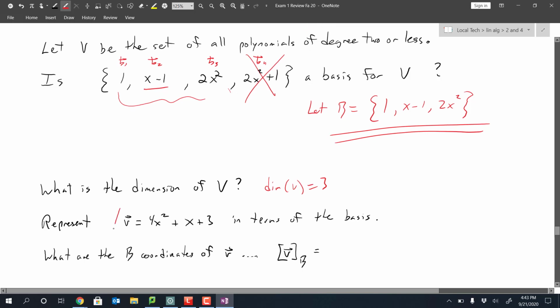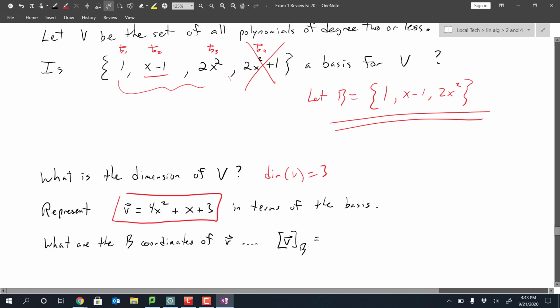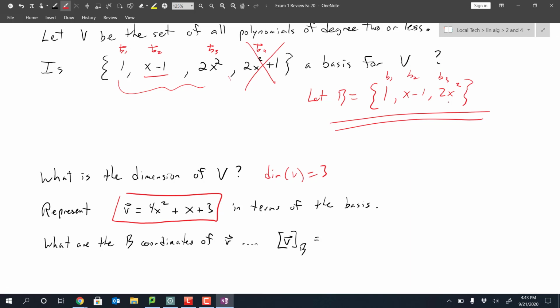Now, this vector, 4x squared plus x plus 3, is an element of our vector space. It's a polynomial of degree 2 or less. That means I should be able to build it by using my basis vectors. So once again, I've got a B1, a B2, and a B3. Now, because I'm dealing in an abstract space and not one of the R spaces, I can't systematically solve this through some sort of row reduction process. I kind of have to just ration it out.